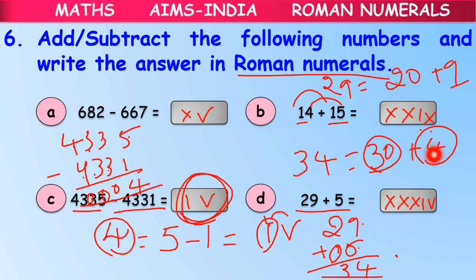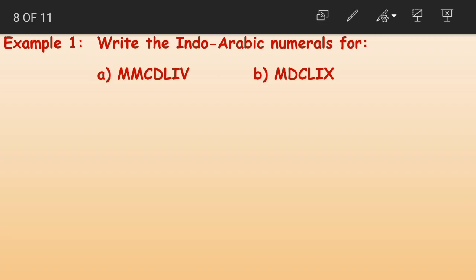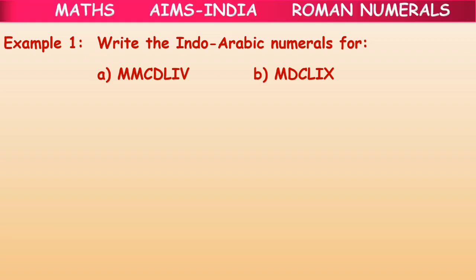Clear, children? What we did here? We added and subtracted the numbers and we wrote the answer in Roman numerals. I hope this is clear. Till now what we did was with small numbers, which you have already done in your previous classes. Now we will try writing the Indo-Arabic numerals for a large number here.